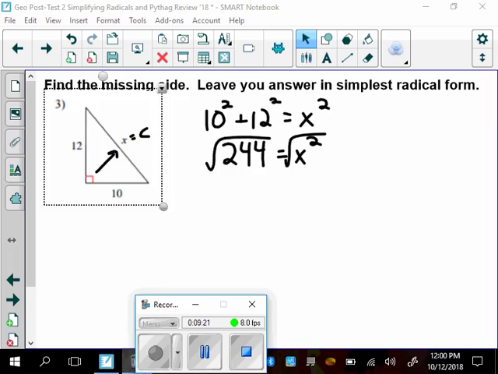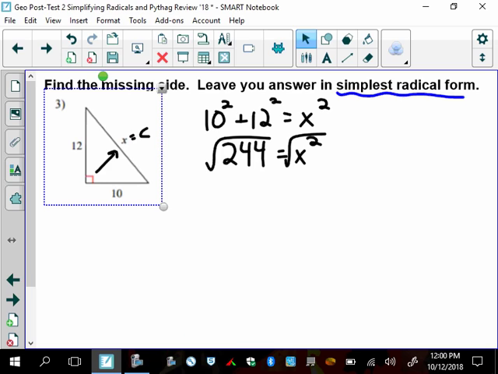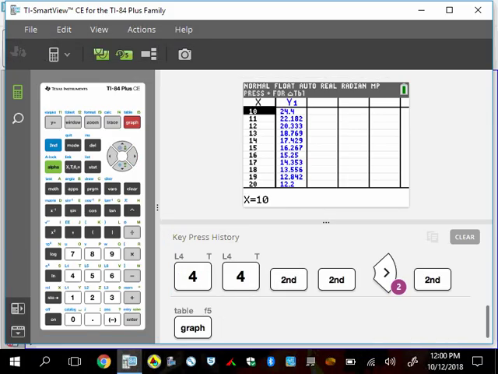All right, so I got the square root of 244, okay? And now I have to make sure, we did the directions, it has to be in simplest radical form. So now I need to try and simplify that. So again, when the numbers get a little bit bigger, it's not a bad idea to go to your calculator. And in your calculator, you can put 244 divided by x. And then you can go into the T-chart.